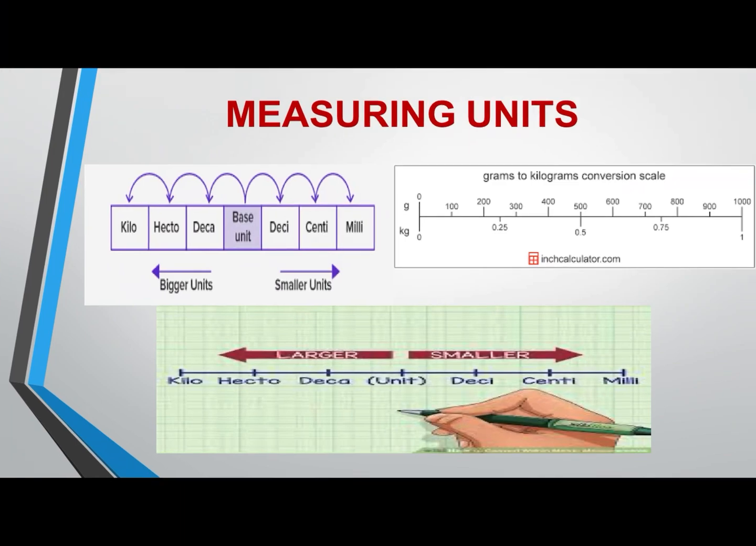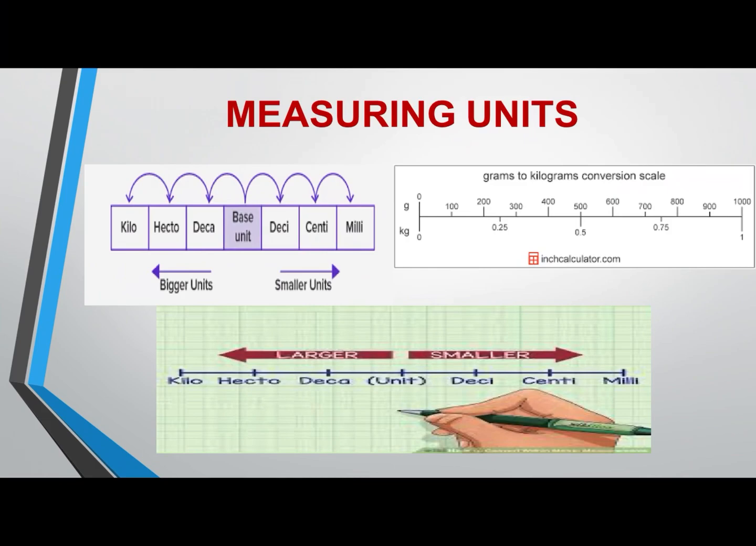Now, how do you measure? So in the previous chapter also, long and short, I told you about the bigger units and the smaller units. So the base unit here is gram. If you go to the smaller units, it will be decigram, centigram, milligram. If you go to the bigger units, it will be decagram, hectogram, kilogram.